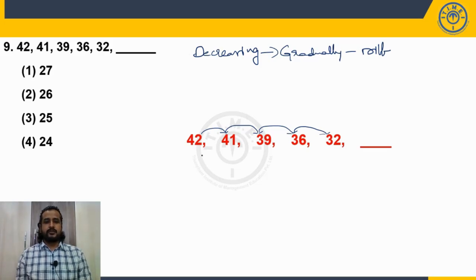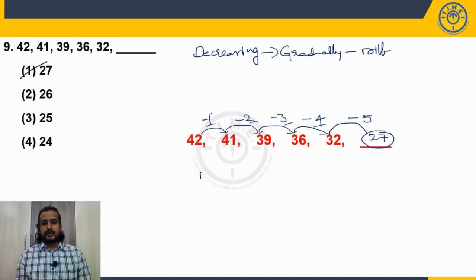So 42 to 41, how much is it reduced by? Minus 1. 41 to 39, minus 2. 39 to 36, minus 3. 36 to 32, minus 4. So decreased by 1, by 2, by 3, by 4. What should be the next? 1, 2, 3, 4 comes under which classification? Consecutive natural numbers. So next to 4 will be 5. So 32 minus 5 is 27. So what is our required answer? 27. That is choice 1.